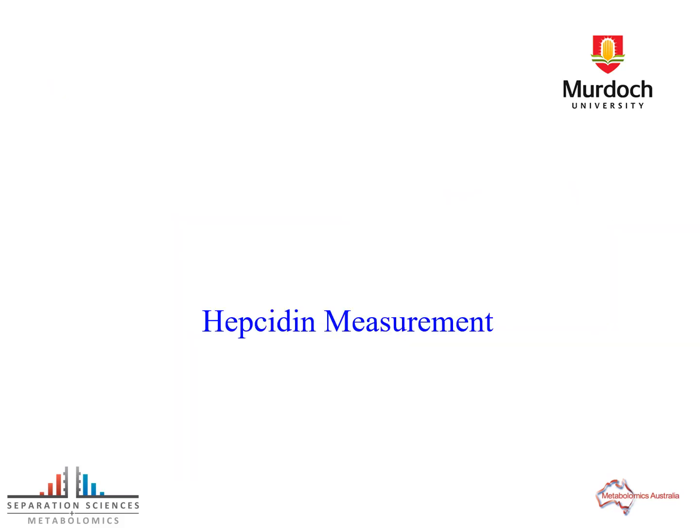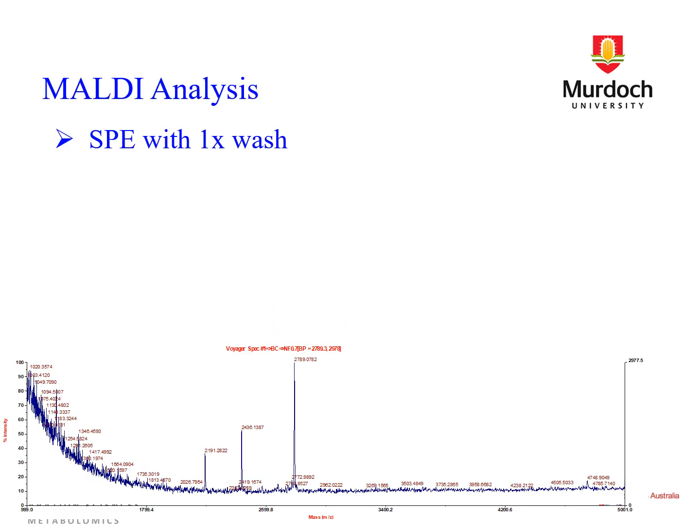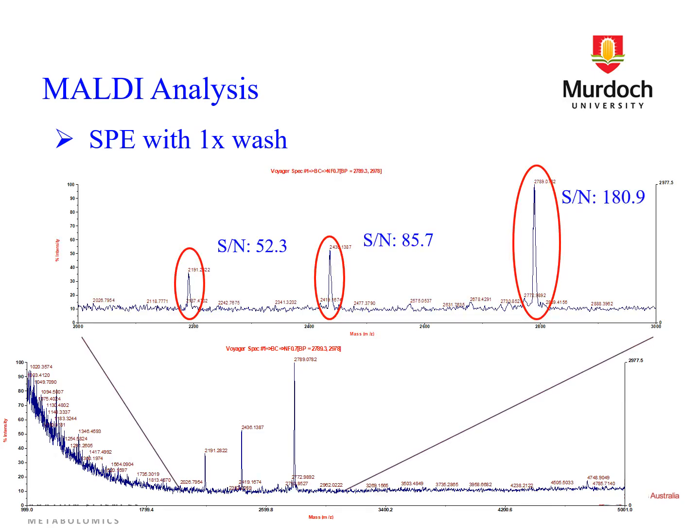In terms of our measurement of hepcidin, we used a MALDI quadrupole time-of-flight mass spectrometer. For urine, we did an SPE cleanup, which was done in a pipette tip. Once we had spotted everything on the plate, we did a single wash. As you can see here, we can readily detect hepcidin 20, hepcidin 22 and hepcidin 25, the endogenous forms.